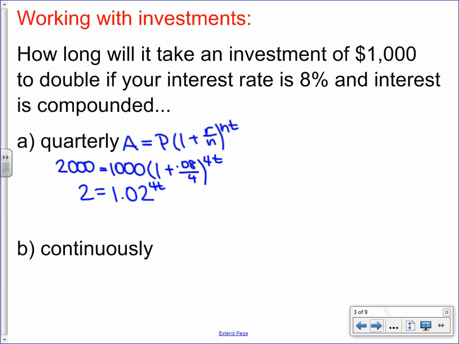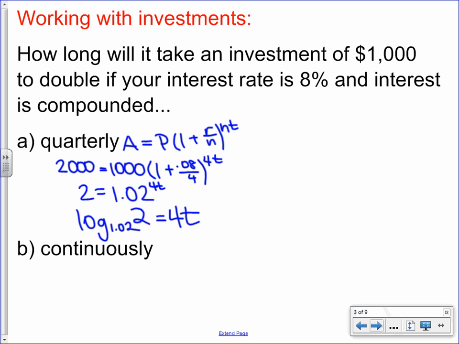Now we have a base raised to an exponent. It is isolated. How can we rewrite this? Log base 1.02 of 2 equals 4t. You're going to have to use the change of base formula for this. And then with that answer, what are you going to do with it?